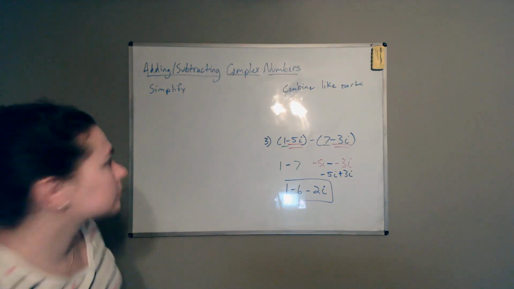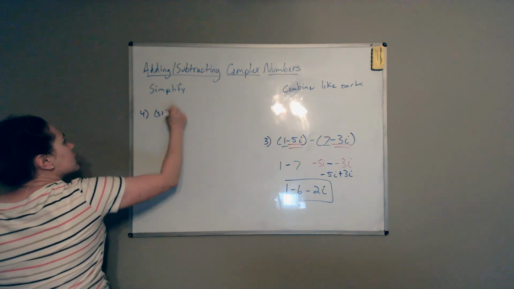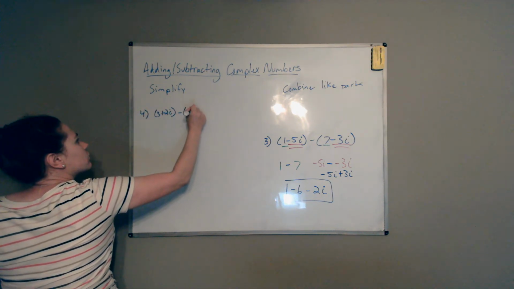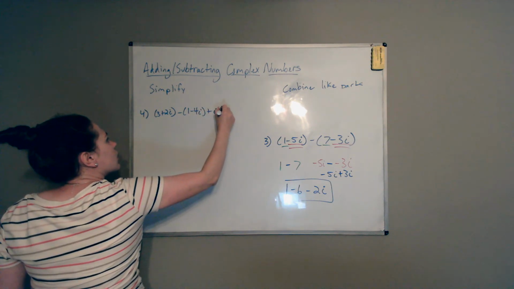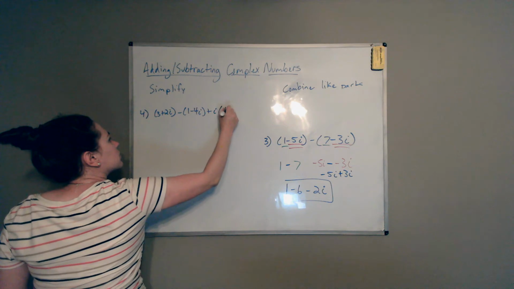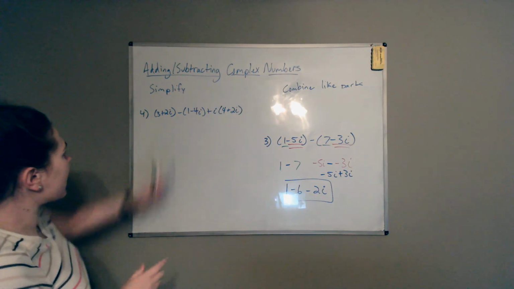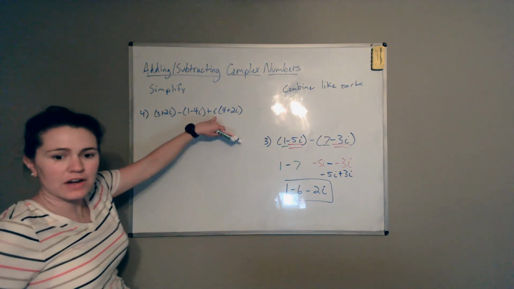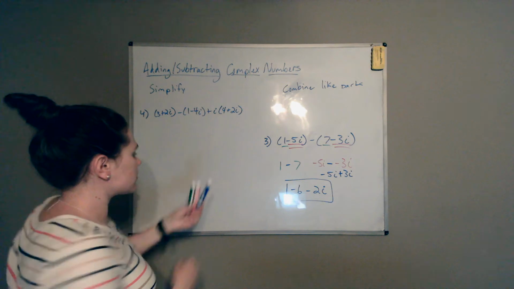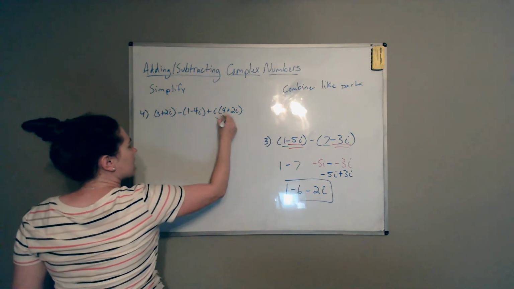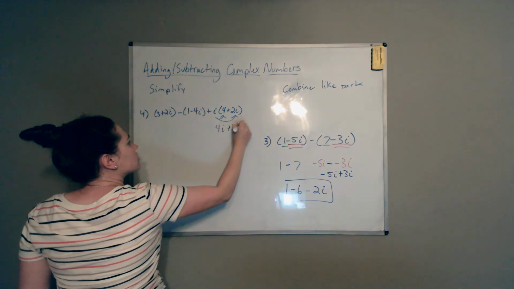Number 4, we will do 3 plus 2i minus 1 minus 4i plus i times 4 plus 2i. So the first thing I see is I'm adding and subtracting, but if you look here, I have some multiplying, and multiplying always comes before adding and subtracting, so this is actually the first piece I have to take care of. I have to multiply. That's going to give me 4i plus 2i squared.